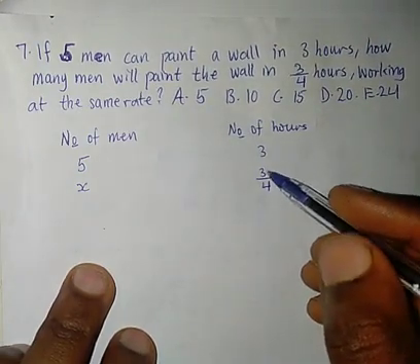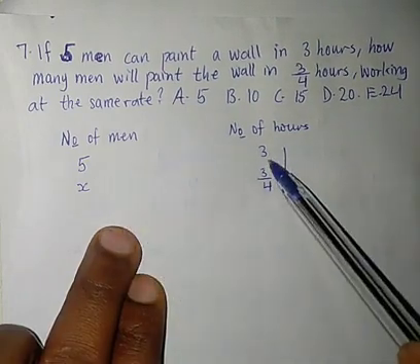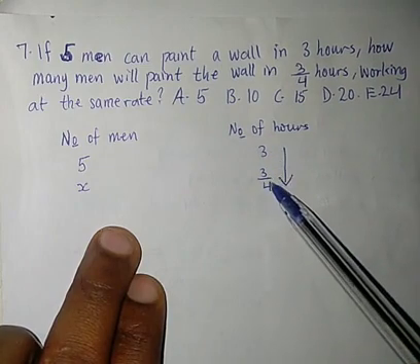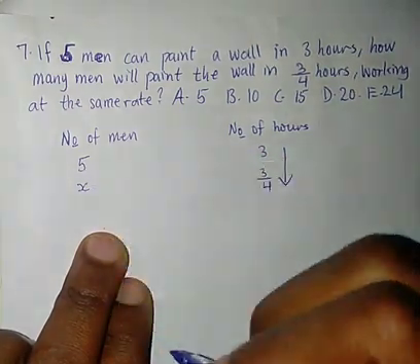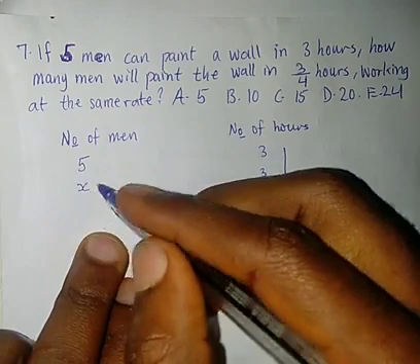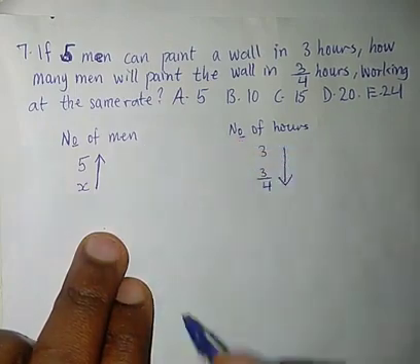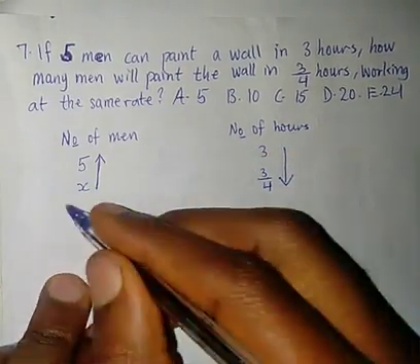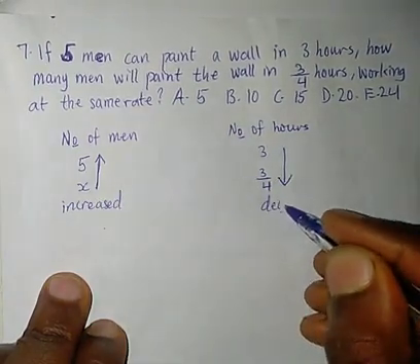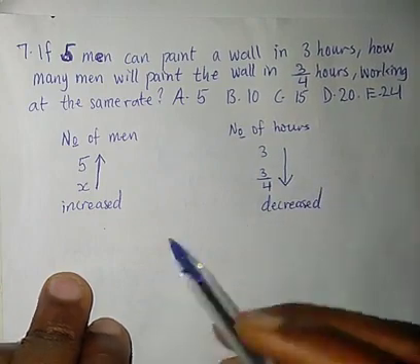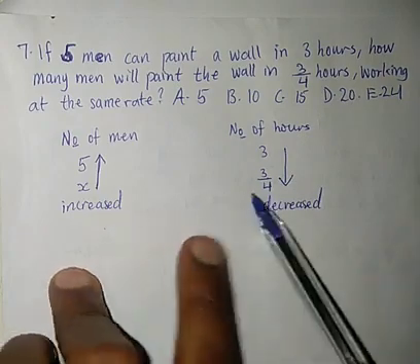So these are numbers. From 3, it decreases to 3/4. What happens is that for the number of hours to decrease from 3 to 3/4, the number of men would have increased. So it increases from what? From 5 to x. So this arrow shows that it increased from 5 to x, and the other decreased. As one is increasing, the other one is decreasing.